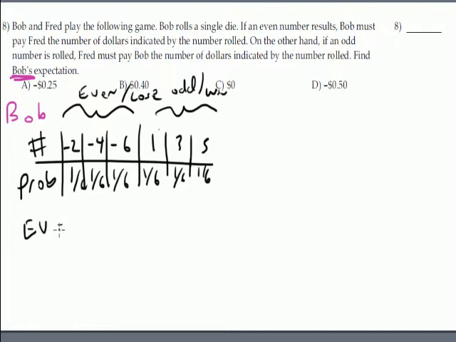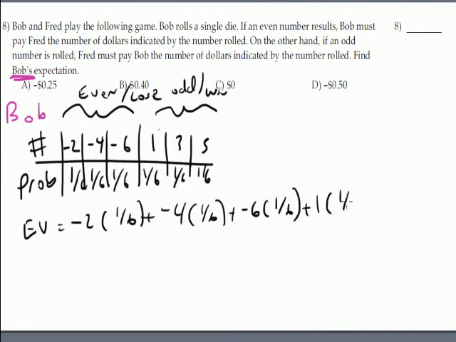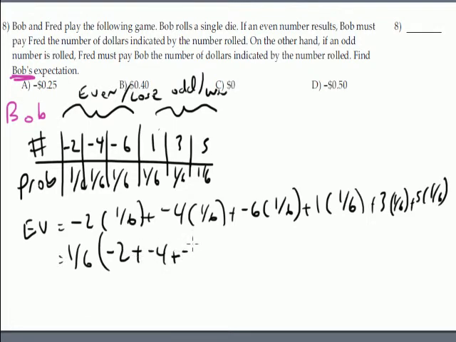So the expected value would be -2 times 1/6 plus -4 times 1/6 plus -6 times 1/6 plus 1 times 1/6 plus 3 times 1/6 plus 5 times 1/6. Hopefully you notice those are all being multiplied times 1/6. So it's 1/6 times -2 plus -4 plus -6 plus 1 plus 3 plus 5. Once I multiply this all out and things work out nicely, this should be -0.5, which looks like D.